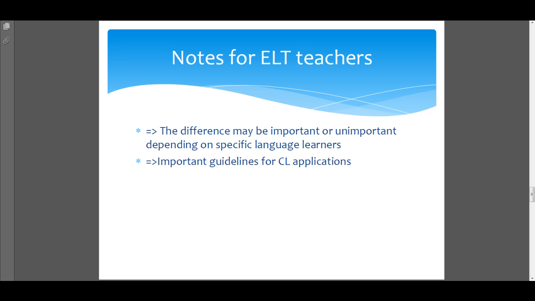The tones of Chinese can be very difficult for Western language learners, but it's not important for Vietnamese learners. Now, our discussions on the similarities and differences across language pairs and how we should treat those differences are very important guidelines for cognitive contrastive linguistic applications.